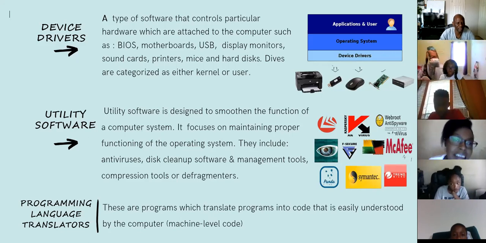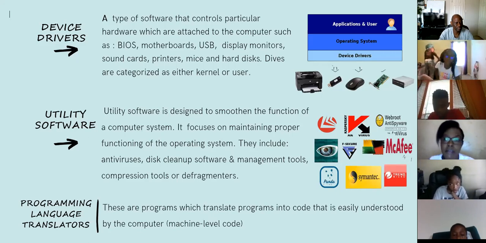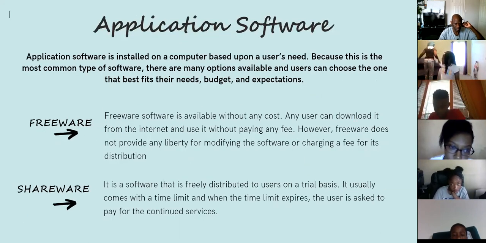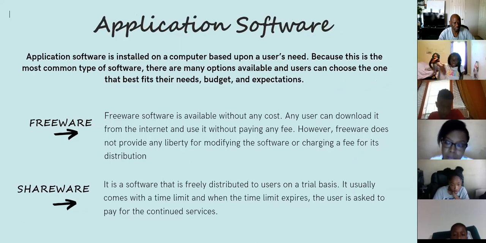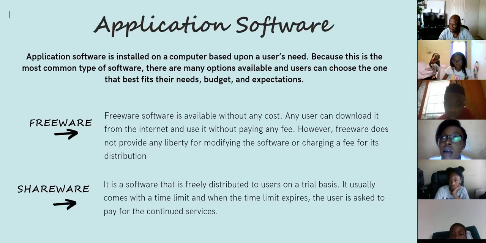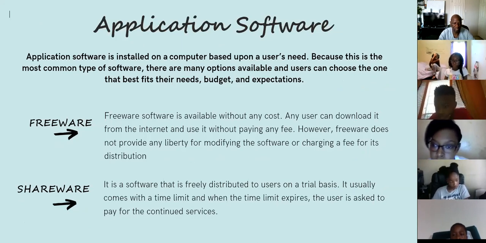Okay. All right. So we continue to the other type of software, which is the application software. Application software is what we interact with most of the time. There are different types, and these are tailor made to suit the user's needs. They can be categorized according to the needs that the user wants, the budget, or the expectations the user has.